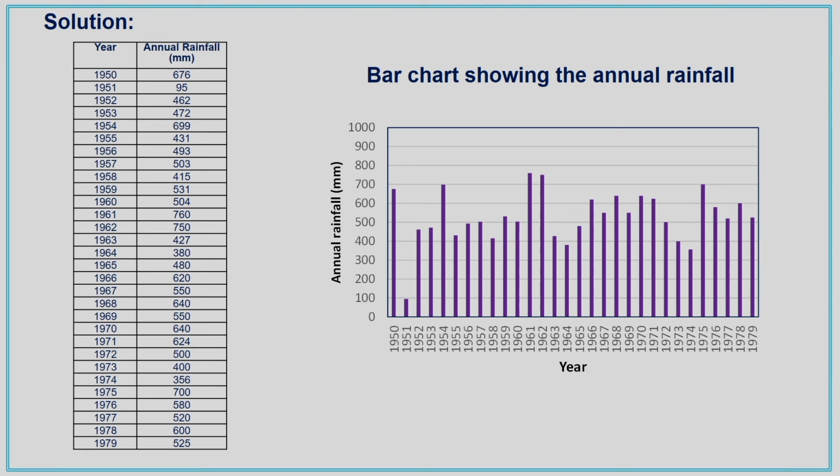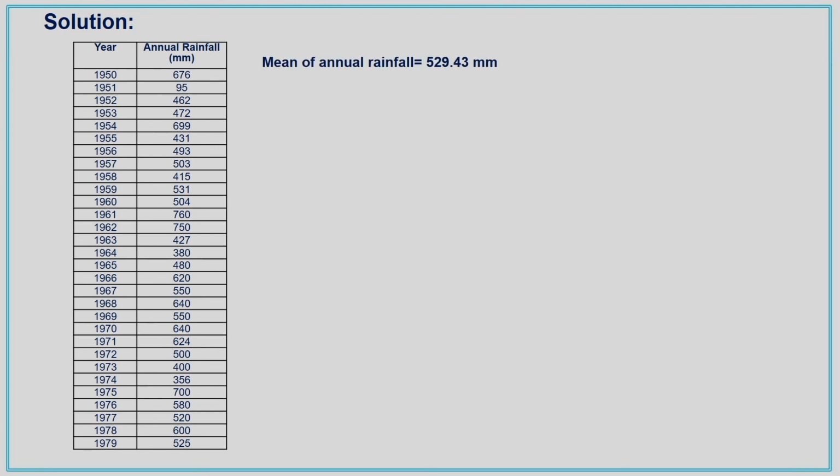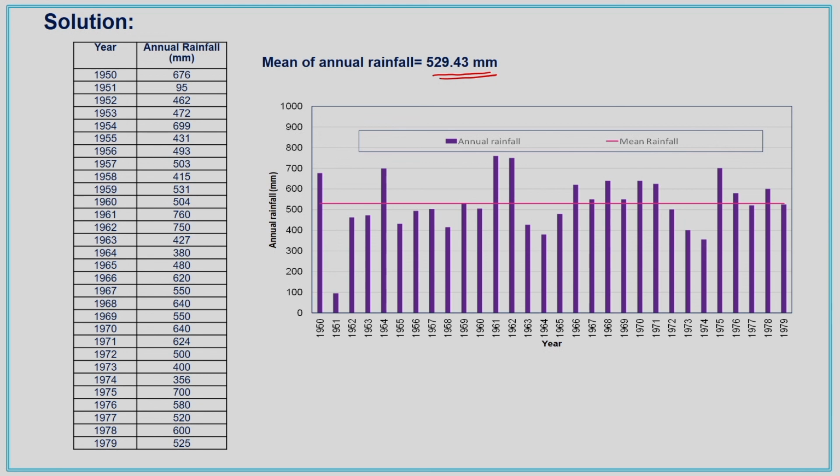Now what we will do, we will calculate the mean of the entire series from 1950 to 1979. That average is calculated to be 529.43 millimeters, just a simple average we are calculating. So that can be plotted like this. We have the bar diagram representing the rainfall for different years, and after that we have plotted the mean annual rainfall data represented by a line.